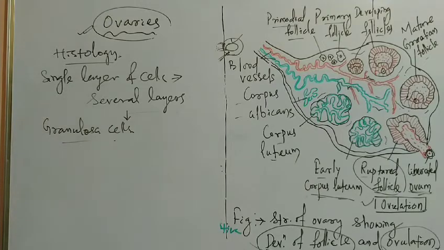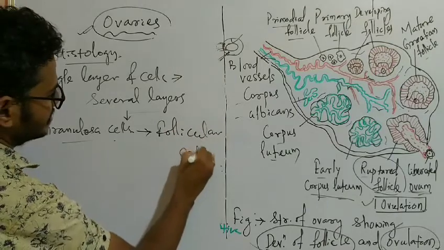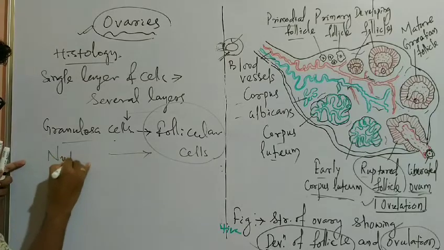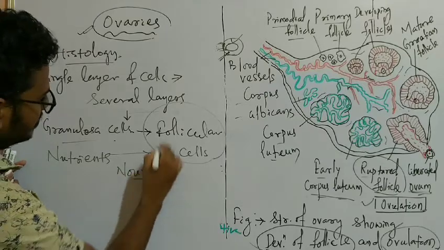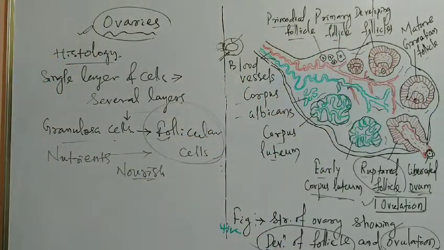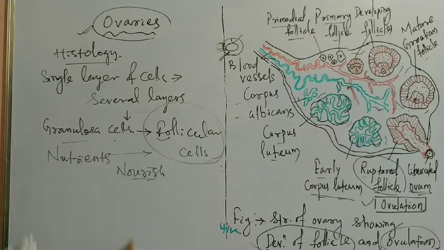Okay, so the granulosa cells are the multi-layered cells which surround the follicular cells, and these granulosa cells provide nutrients and nourish the follicular cells, so that the follicular cells develop gradually to become a Graafian follicle. They nourish the oocyte for its development. A mature Graafian follicle is a large fluid-filled follicle.